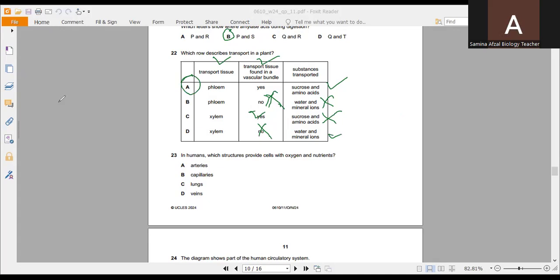In humans, which structures provide cells with oxygen and nutrients? So arteries carry the oxygenated blood for distribution. Oxygen is distributed, and then arteries are further divided into arterioles and arterioles into capillaries. So exchange of gases takes place by the capillaries. That is, oxygen is provided and then carbon dioxide is removed.